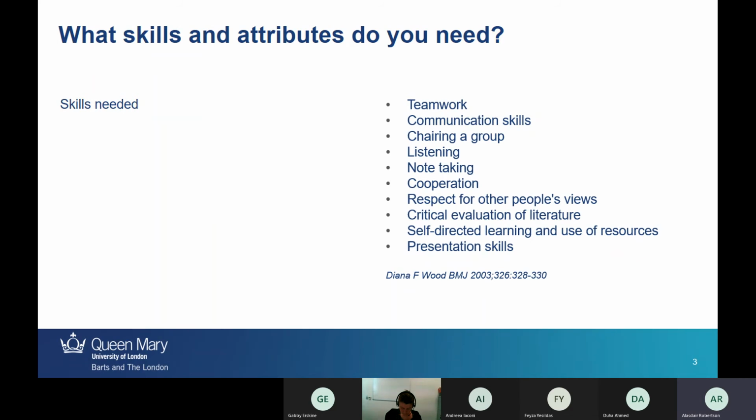Okay, so there's lots more skills as well, but these are just some of them. Some of them we've mentioned already. So the communication skills, absolutely vital, as well as listening, note taking. Another thing that's really important is respect for other people's views. Lots of people have all sorts of different views, so it's being able to have respect for those different opinions, and being able to take those on board when coming to your own opinions and your own conclusions. And it's a really good way of developing your presentation skills.